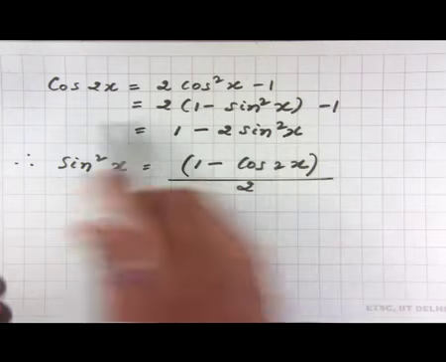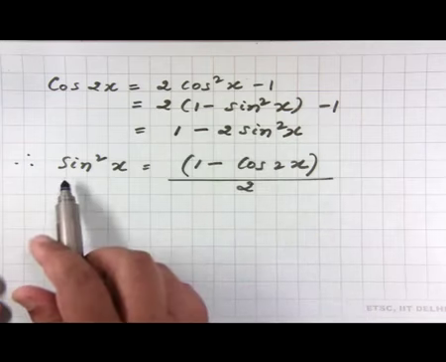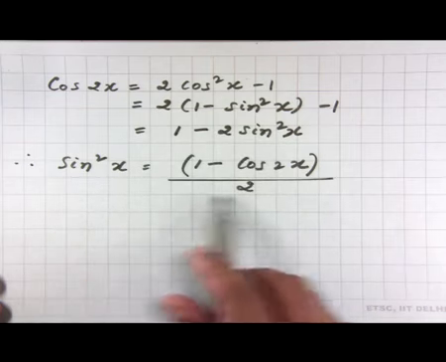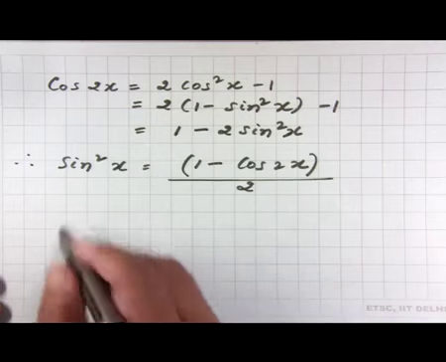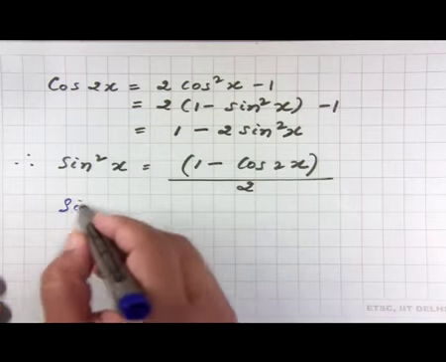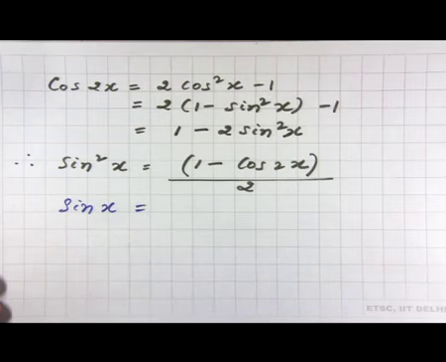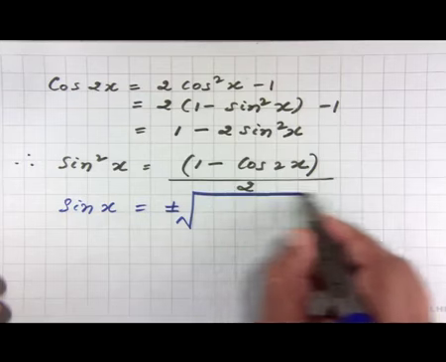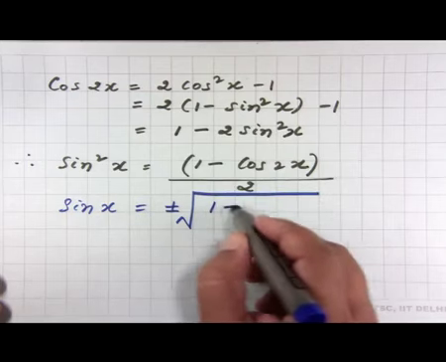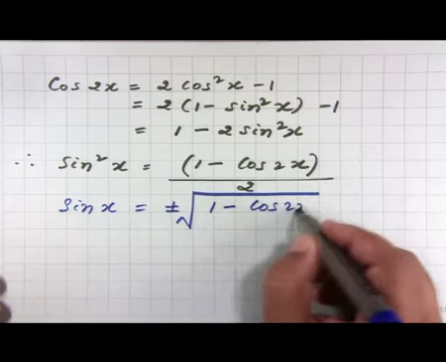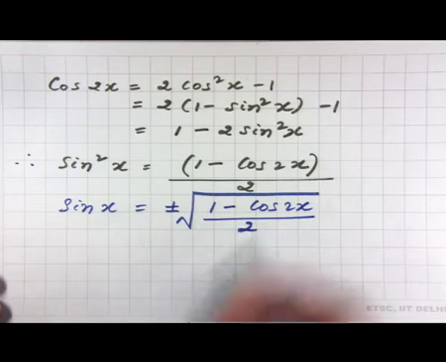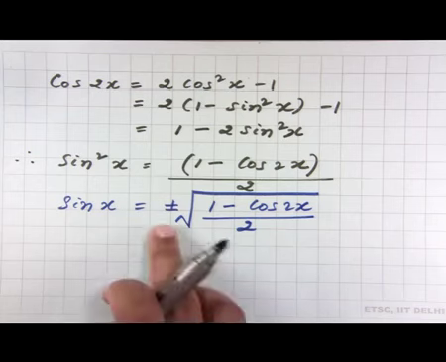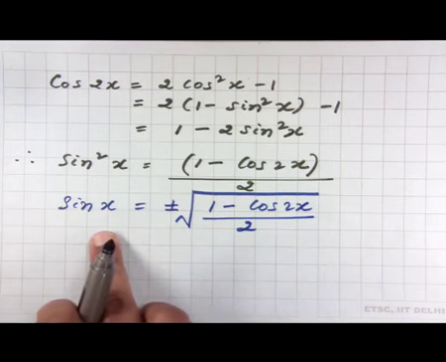So, from here by doing manipulation what we get is sine square x is (1 minus cos 2x) over 2, and therefore sine x is equal to plus or minus the root of (1 minus cos 2x) over 2. Again here the choice of plus and minus will depend on the value of x.